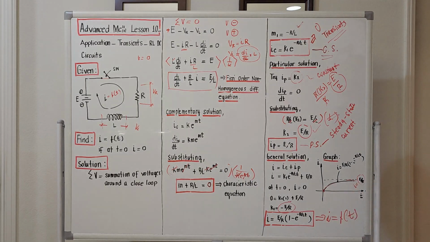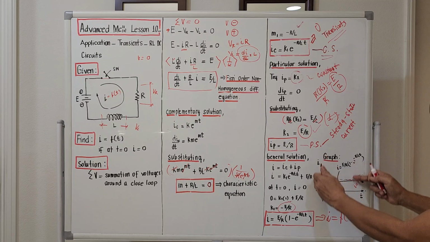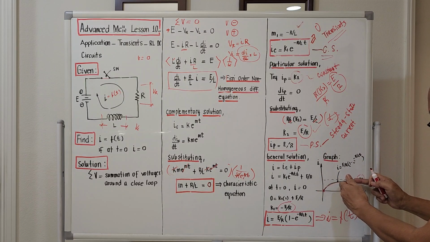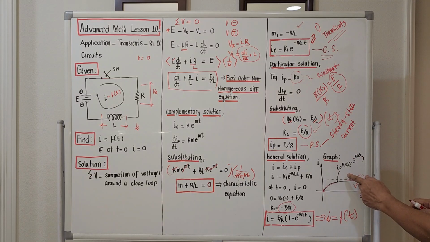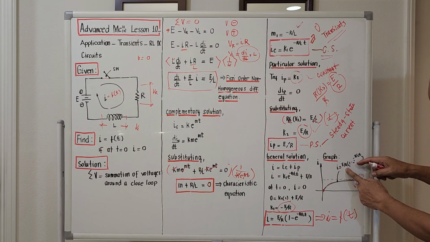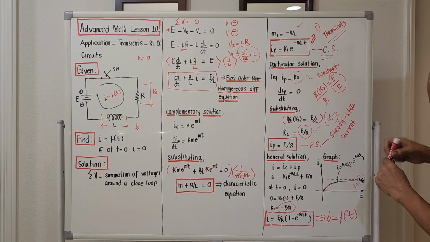So you could actually see that the transient current only exists maybe up to this time here. Because after maybe 1 hour, the total current is actually simply E over R, because the value e raised to minus R over L times time is approaching 0. That's the graph.